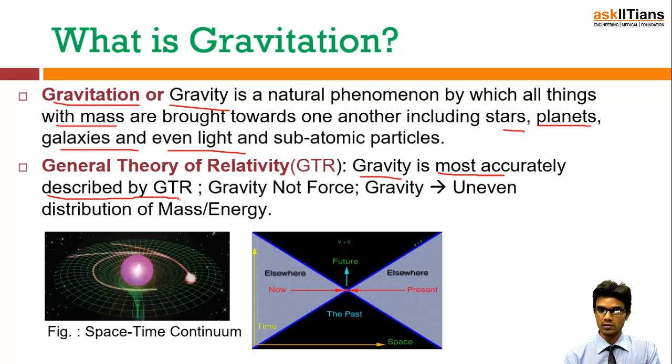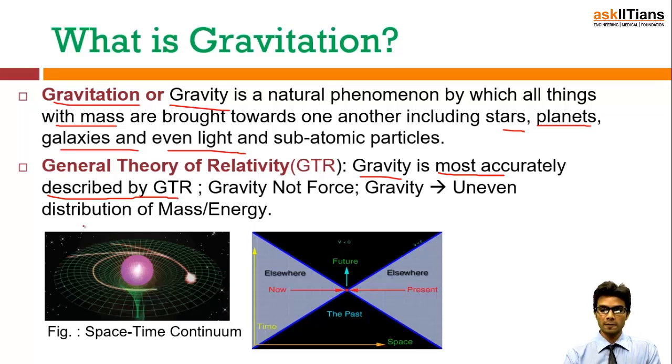So there are two laws in gravitation. The first law explains gravity most accurately. The law which explains gravity most accurately is known as the general theory of relativity. In the general theory of relativity, gravity is not considered a force. Gravity is considered as uneven distribution of mass per unit energy. Sometimes it is called a space-time continuum or a space-time distribution.